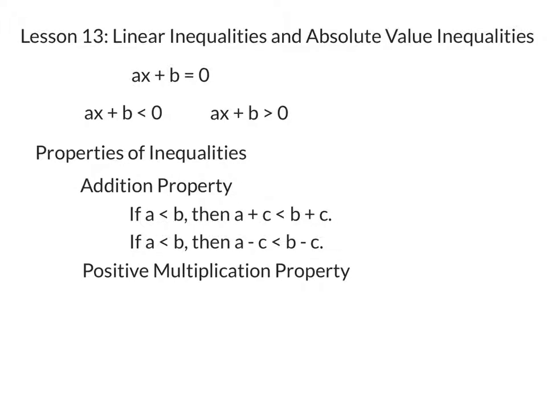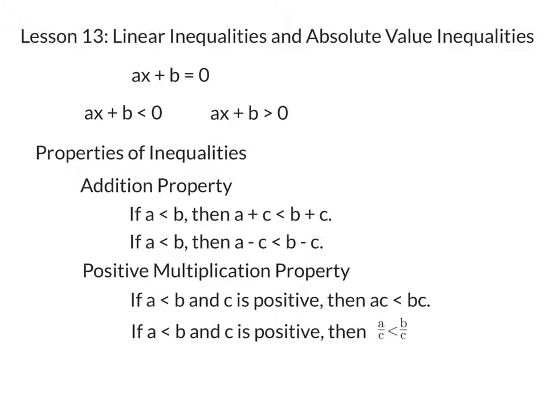The next is the positive multiplication property. Now again, even though this is only referring to multiplication in the title, in actuality we have two versions, one involving multiplication, the other involving division. So the first version of this property states, if a is less than b and c is positive, then a times c is less than b times c.